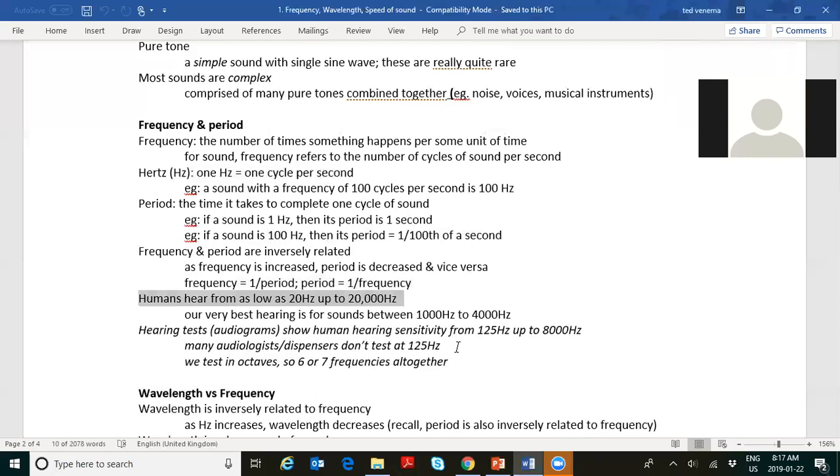And within that range, our very best hearing is between 1,000 and 4,000 hertz. Those frequencies right there, those are the sweet spot of our hearing. Okay? So those are the sweet spot of our hearing. That's where, in speech, that's where the consonants are. The sounds like sh, t, k, p, t, all the lip sounds, the high-pitched.